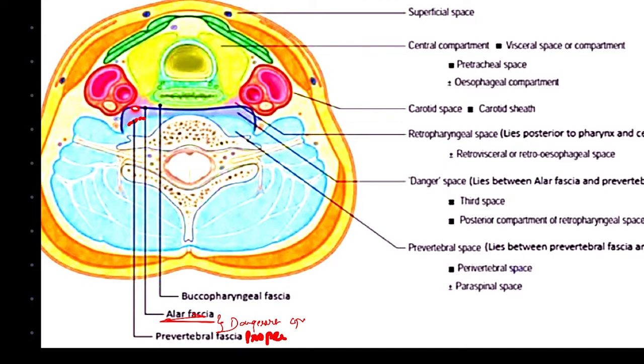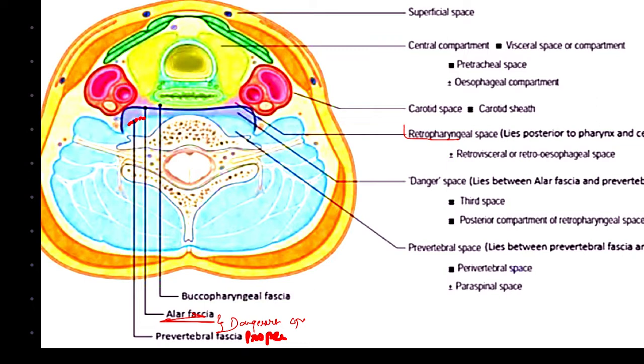This is the pre-tracheal fascia, right here. Now this pre-tracheal fascia right here is our buccopharyngeal fascia. Now between this buccopharyngeal fascia and this alar fascia, there is one space. What is this space? That is our retropharyngeal space.